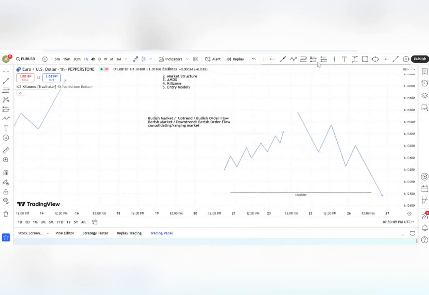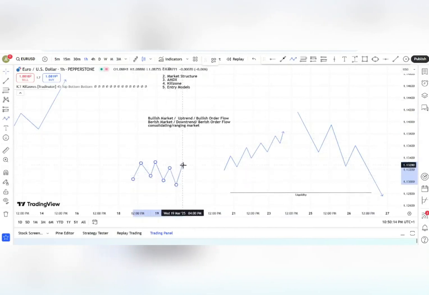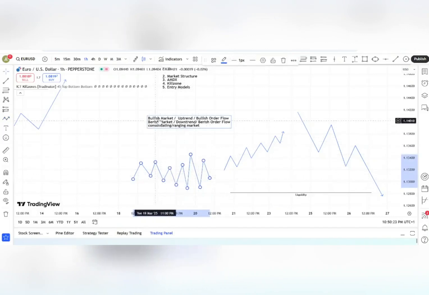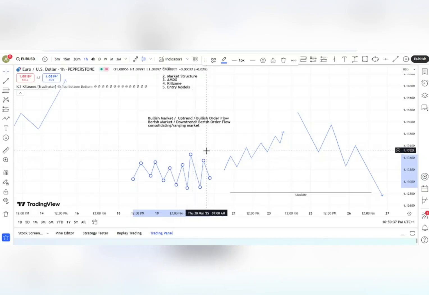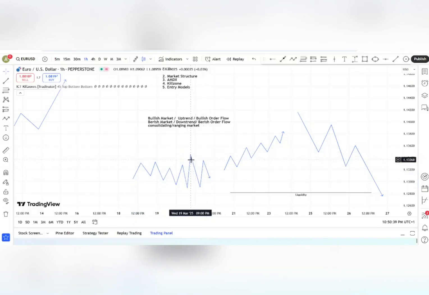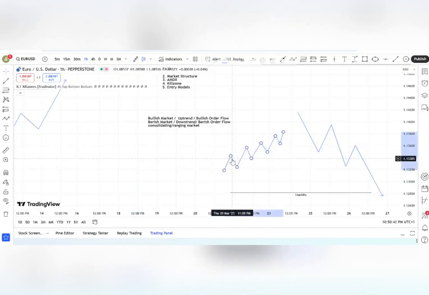And the other one is a consolidating market or ranging market. It's just a zigzag market with no clear direction. So at this point, it is an indecisive phase of the market, right? But there's a video on market structure, so you check that out. So let's move over to the next concept in this strategy, right?